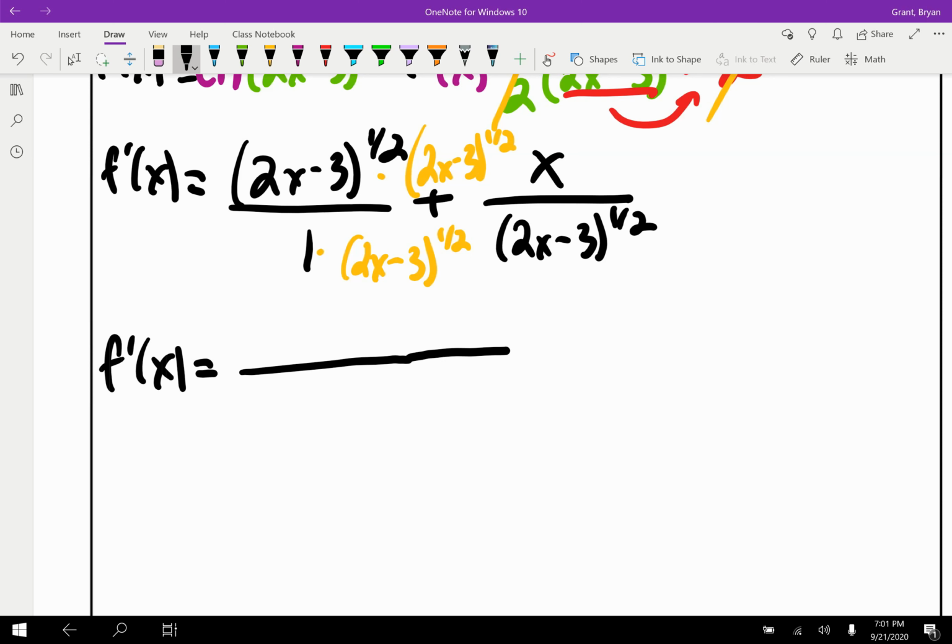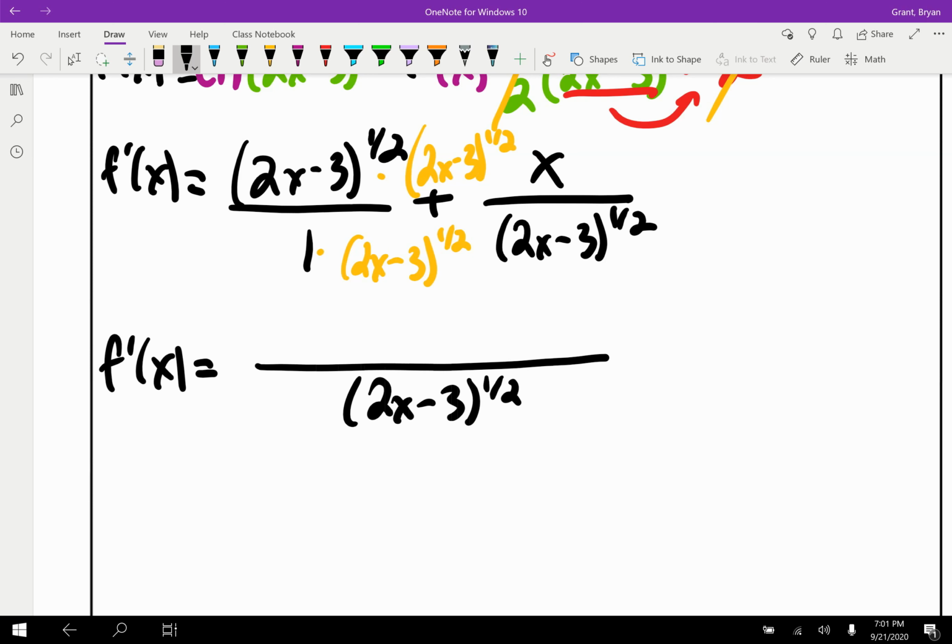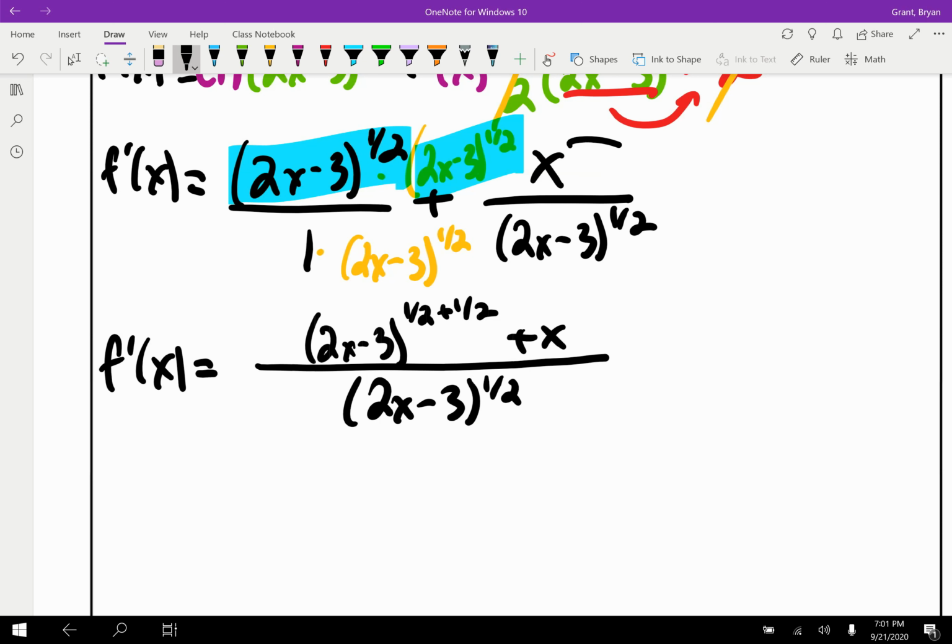Denominators are the same now, so I'll just write this as one big common denominator, (2x minus 3) to the 1/2 power. We are multiplying two terms that have the same base. The base is 2x minus 3, which means we can add the exponents. It becomes 2x minus 3, and then we add the exponents together. And then, of course, there's this friendly old x that's hanging out at the end.